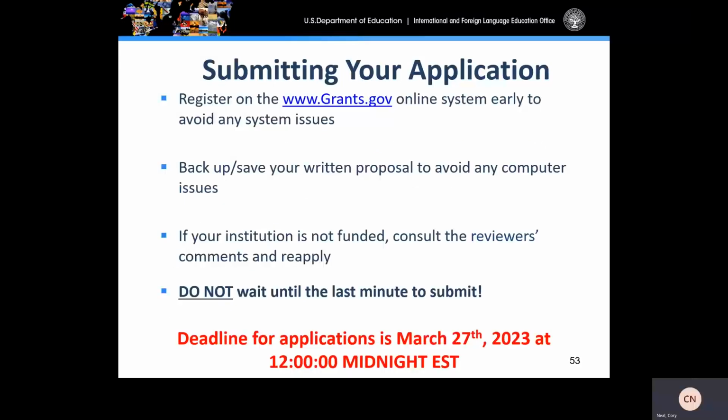When submitting your application, make sure you register early on grants.gov to avoid any system issues. Save your written proposal to avoid any computer issues. If your institution is not funded, consult the reviewer comments and reapply. And please do not wait until the last minute to submit. The deadline for your application is March 27th, 2023 at 12 o'clock on the dot, midnight Eastern Standard Time.